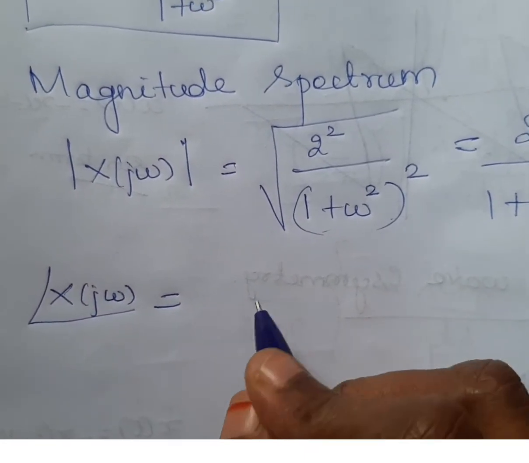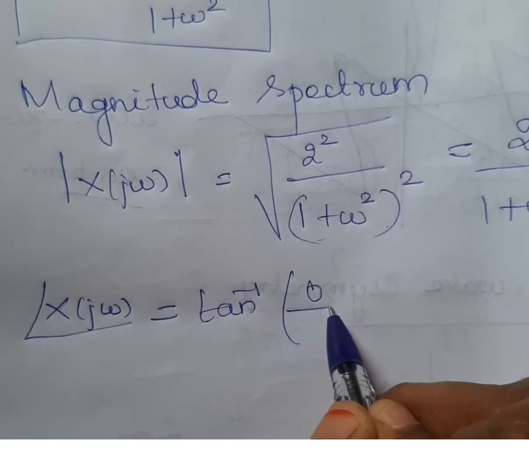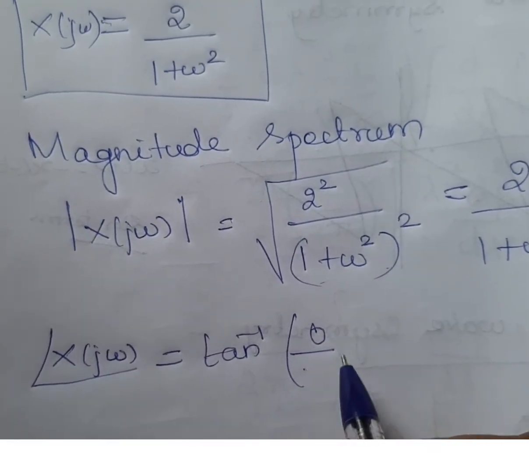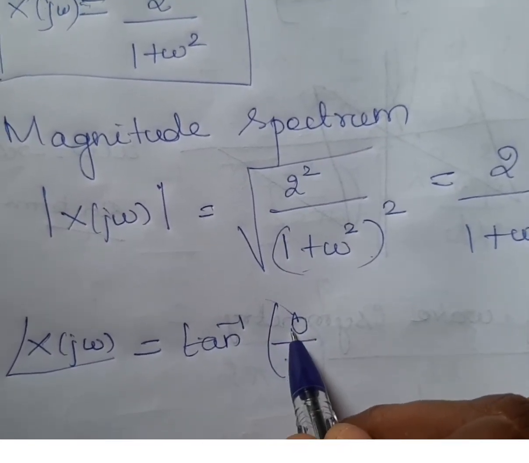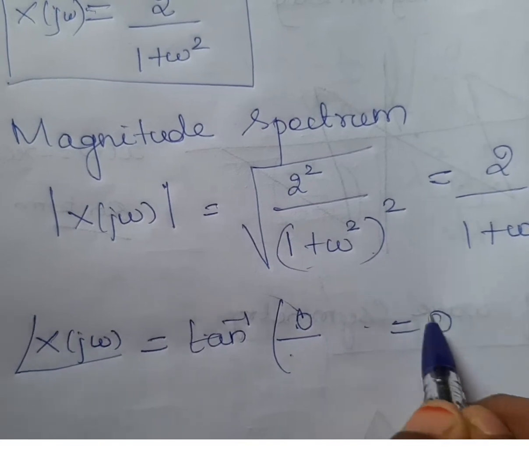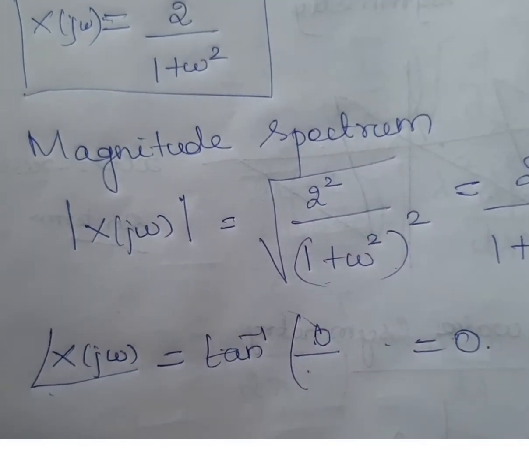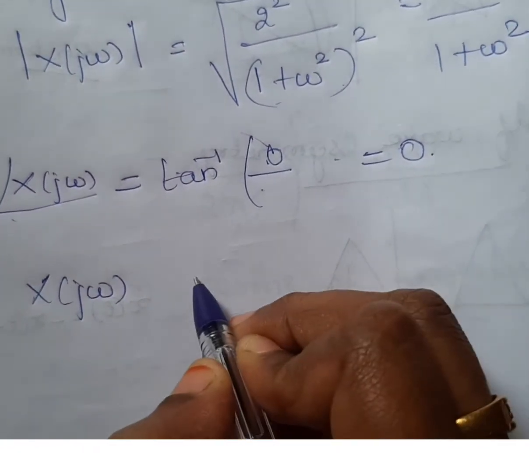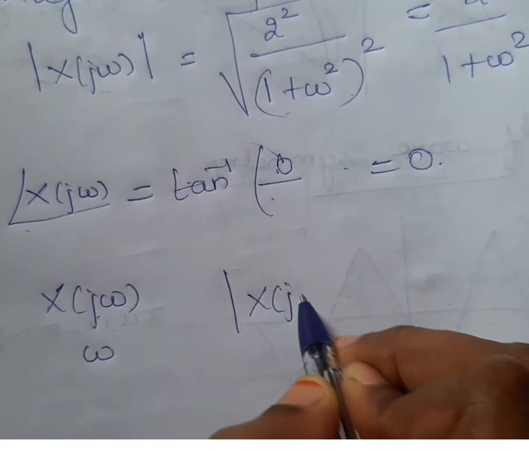And next, in order to find the phase spectrum of x of j omega, what will you write? That is tan inverse imaginary part is 0, correct? Okay, imaginary part is 0, so tan inverse 0, the value is 0. Okay, the answer will be 0. So the phase spectrum value is 0. So now you want to plot the magnitude spectrum, that is you want to put different values for omega and plot the magnitude spectrum.